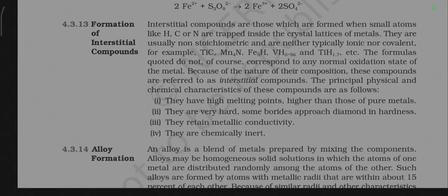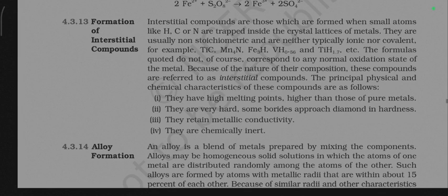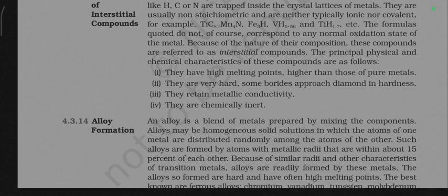Formation of interstitial compounds. Interstitial compounds are those which are formed when small atoms like hydrogen, carbon and nitrogen are trapped inside the crystal lattice of metals. They are usually non-stoichiometric and are neither typically ionic nor covalent. For example, TiC, Mn4N, Fe3H, VH0.56 and TiH1.7, etc. The formulas quoted do not, of course, correspond to the normal oxidation state of the metal because of the nature of their composition. These compounds are referred to as interstitial compounds.